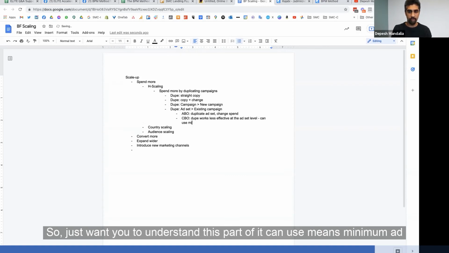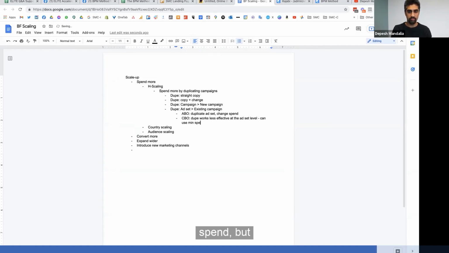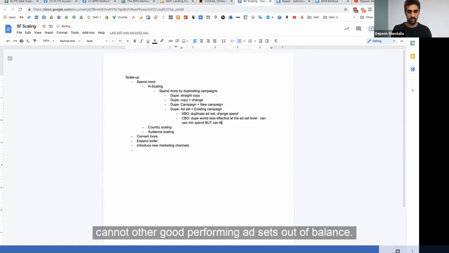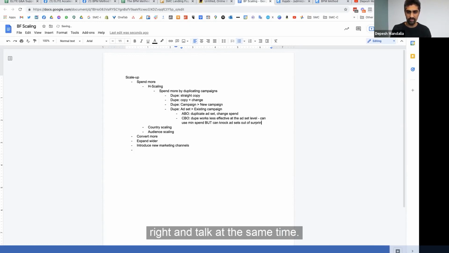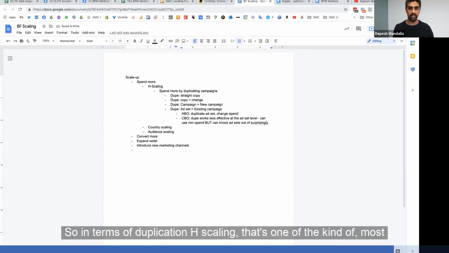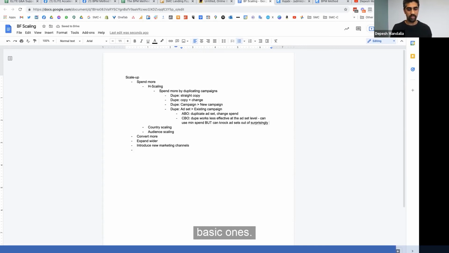Can use min spend, but can throw other good performing ad sets out of balance. It's surprisingly difficult to concentrate on getting the spelling right and talk at the same time, but there we go. So in terms of duplication, horizontal scaling, that's one of the most basic ones.